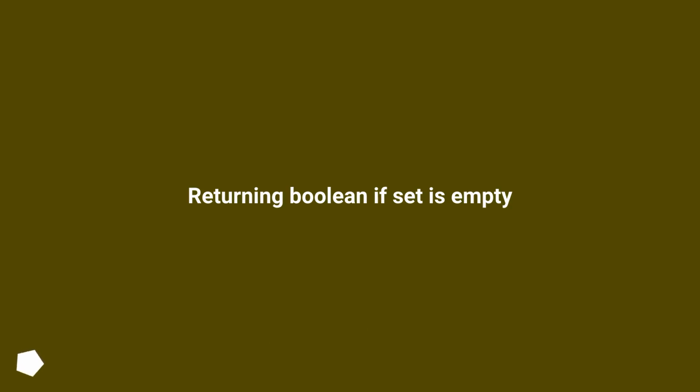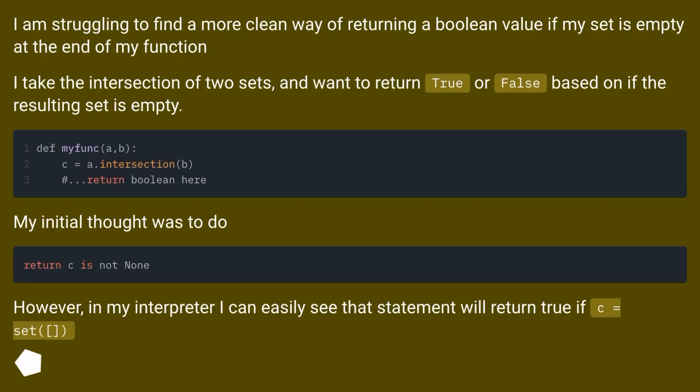Returning boolean if set is empty. I am struggling to find a more clean way of returning a boolean value if my set is empty at the end of my function. I take the intersection of two sets, and want to return true or false based on if the resulting set is empty.